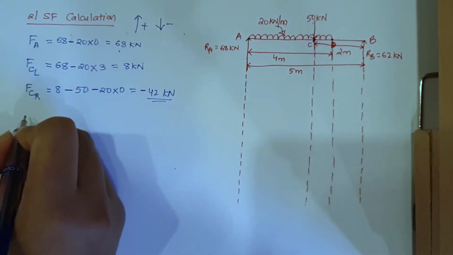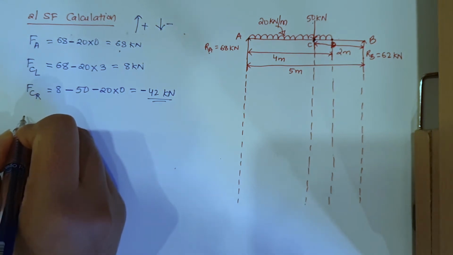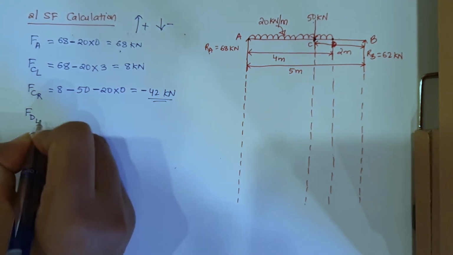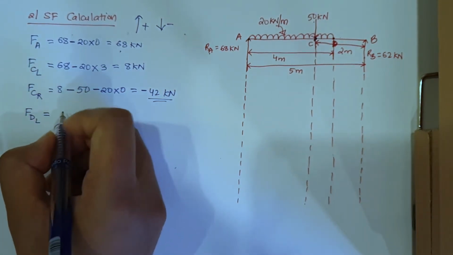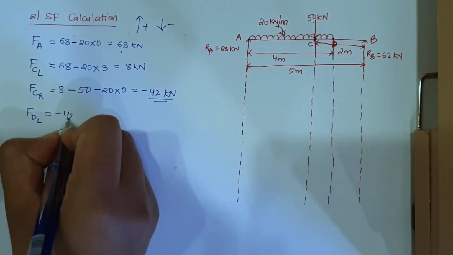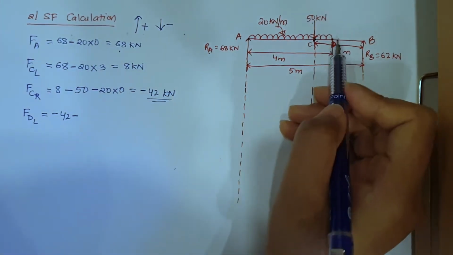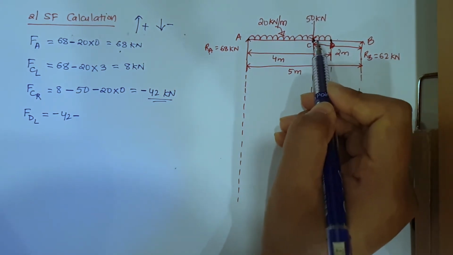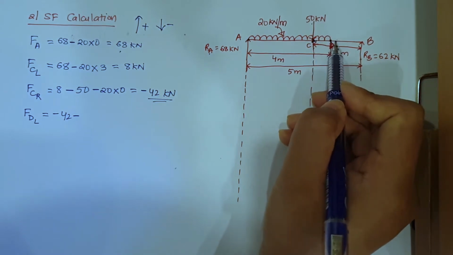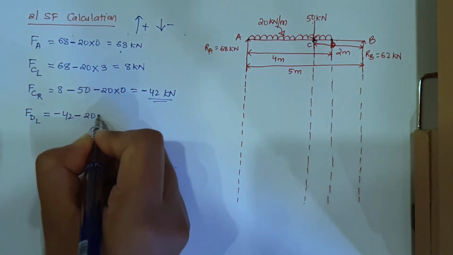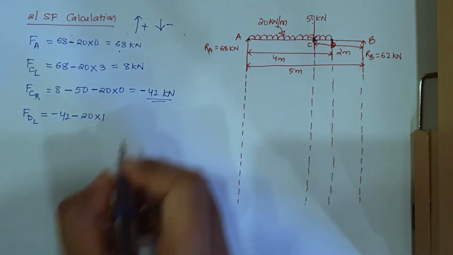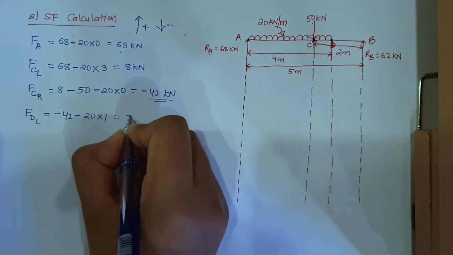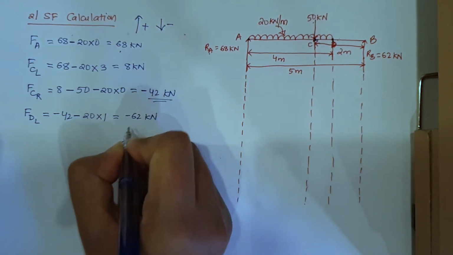Okay, now let us find force at D. Force at D left hand side will be equal to, last force that we found is minus 42 minus, now when we reach D from C, the UDL has run for a total length of 1 meter, so UDL is 20 and its distance is now 1, so minus 42 minus 20 will be coming equal to minus 62 kilonewton.